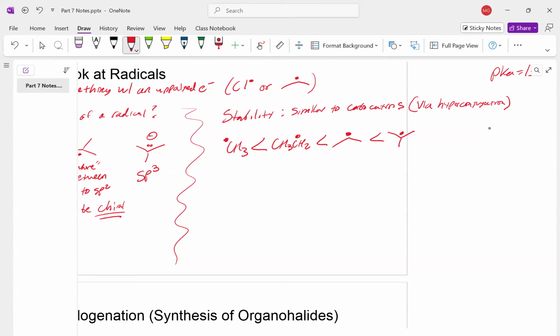Now I'm going to add some to this list. I talked about this with the stability of carbocations. We also see that radicals can be resonance stabilized. And in fact, those that can be resonance stabilized are a lot more stable than tertiary, which really wasn't the case with carbocations. Allylic radicals can be stabilized by resonance. I'm going to add one more to this list. I didn't highlight it in carbocations, but it's a kind of special type of allylic carbocation.